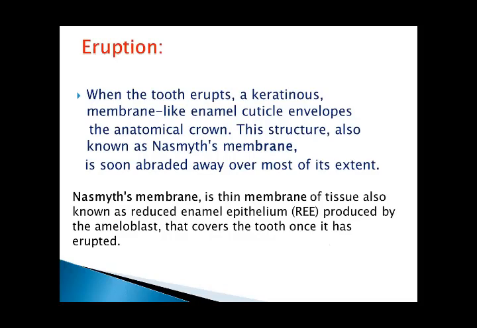When the tooth erupts, a membrane-like enamel cuticle envelops the anatomical crown. This structure, also known as Nasmyth's membrane, is soon abraded away over most of its extent. The membrane is a thin layer of tissue, also known as reduced enamel epithelium, produced by the ameloblasts that covers the tooth once it has erupted.